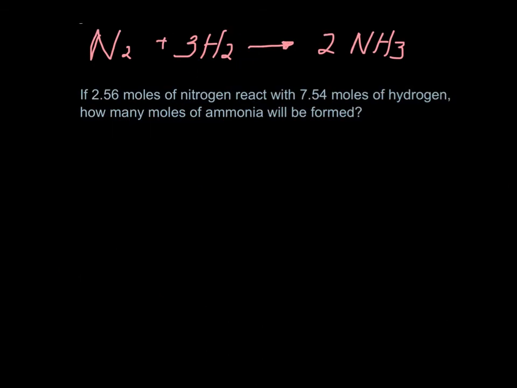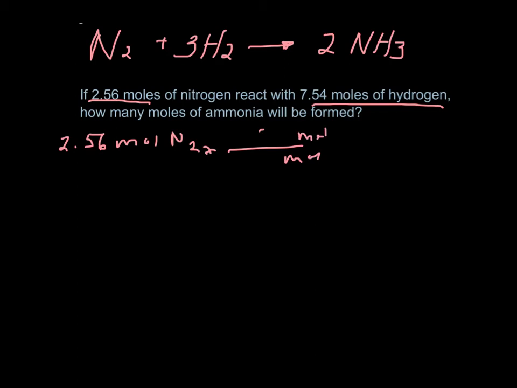So 2.56 moles of nitrogen reacts with 7.54 moles of hydrogen. How many moles of ammonia will be formed? So I know it's a limiting reactant problem because I have the amounts of both reactants. So I'm just going to do my math twice. 2.56 moles of nitrogen. How many moles of ammonia could I make? So I'm going to do my mole ratio, 2 to 1. Okay, and that looks like I can make 5.12 moles of ammonia.